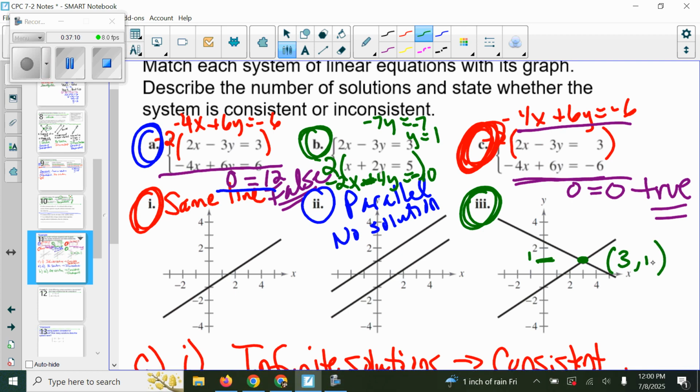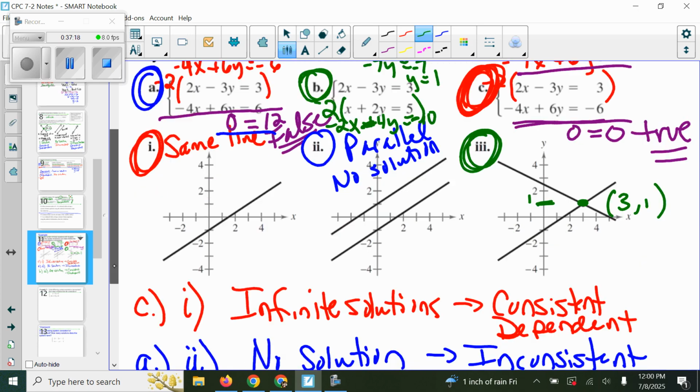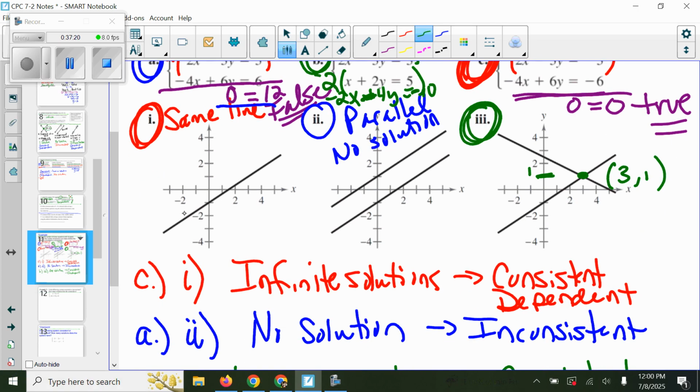So being able to recognize what kind of solution you have is really important. We need to be able to recognize it graphically, which I think is pretty easy. I can tell right away that number 1 was the same line. Like, yep, that's what that looks like.